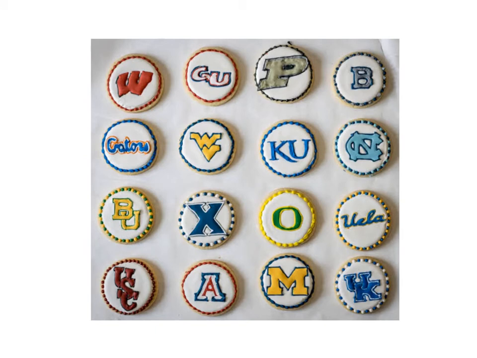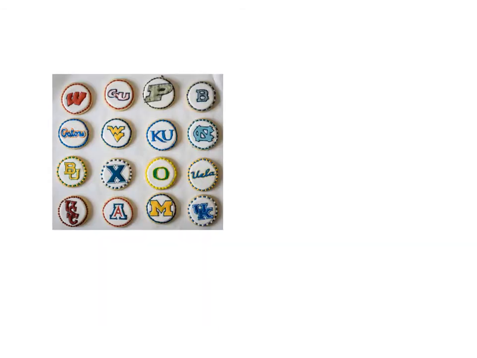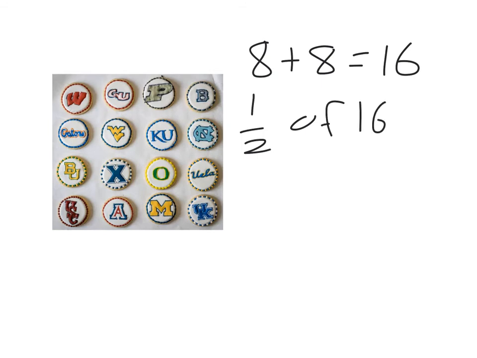Let's have a look at another example. Now I have 16 cookies. First of all, I'm going to use my doubles knowledge to help me to work out half. So I know that 8 plus 8 equals 16. Double 8 is 16. Therefore, half of 16 must be 8. And I'm going to divide my cookies into half and check that I am right.